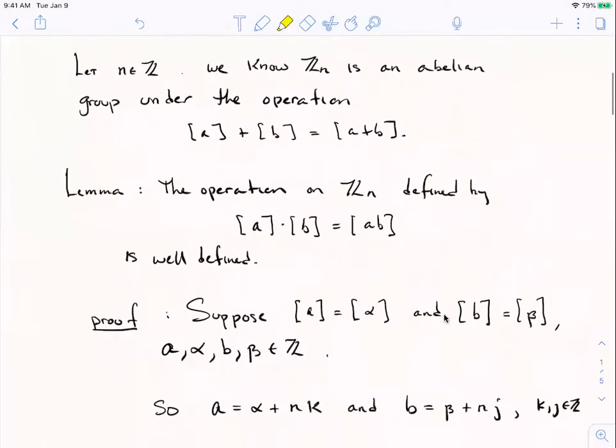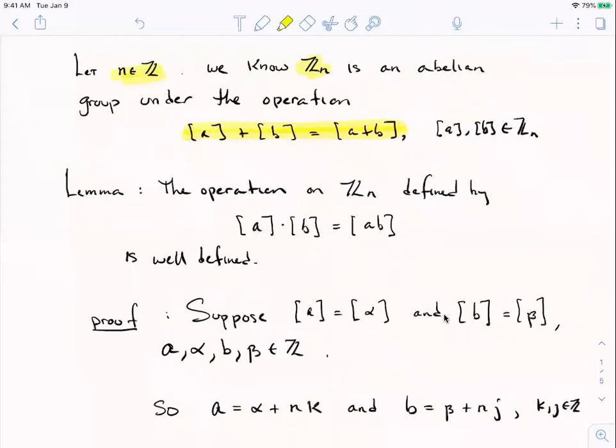So I've started us off here. Let's fix an n. We already know that the addition of equivalence classes in Z sub n, addition of cosets, is well defined. Here A and B, I won't pronounce the brackets, but I mean them, are of course any two elements of Z sub n. That's coset addition, or addition mod n. We know it's well defined.